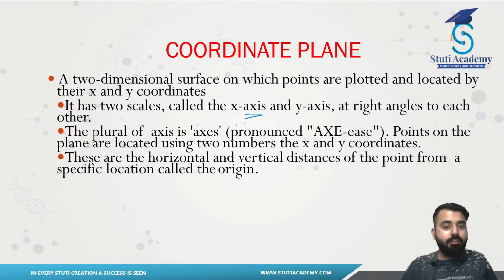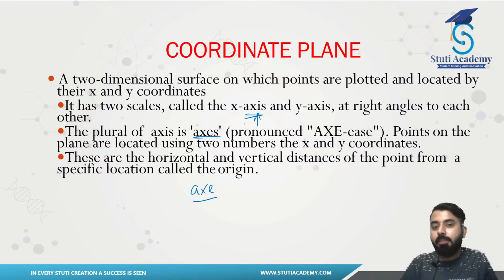Singular is axis and plural is axes. Pronunciation is totally up to you, but remember this is axis and this is axes. If you pluralize that x, the plural of that will be axes. So these are the horizontal and vertical distances. I will be having this explanation later on. I will be considering a proper slide there, and I will be explaining each and everything to you.